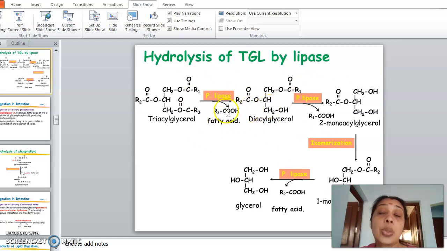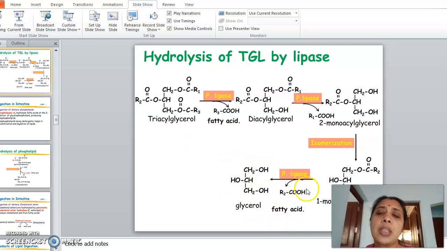The pancreatic lipase, also known as steapsin, whose optimum pH is 8, starts the digestion of TG, and the digestion happens at the terminal carbon atoms, R1 and R3, resulting in the formation of 1,2-diacylglycerol, DAG. 1,2-diacylglycerol is acted upon by another molecule of lipase, which acts on C1, resulting in the formation of 2-MAG. Maybe a small portion of 2-MAG will be converted into 1-MAG with the help of an isomerase enzyme. And this 1-MAG is again further cleaved by a third molecule of lipase, resulting in the complete digestion of TG to give rise to glycerol and three molecules of free fatty acids.